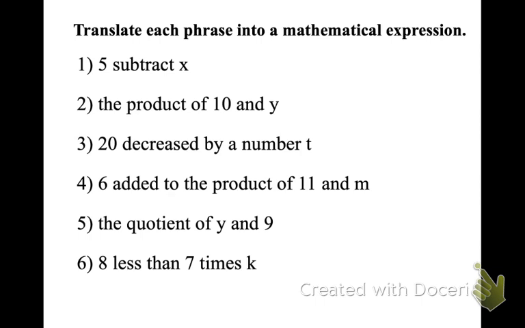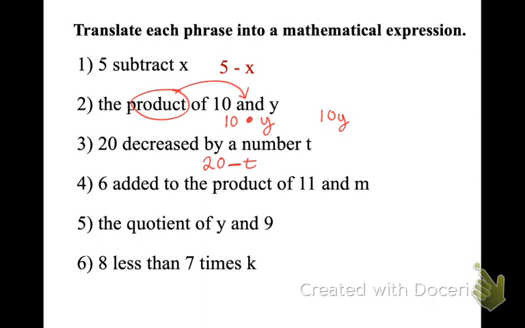All right, let's check your work. So the first one you should have come up with 5 subtract x. The product, it's an operation. I'm sending it to the "and." It means to multiply. I've got 10 and y, and we should be writing it like this. A number next to a variable means multiplication. We don't actually need to write that. 20 decreased by a number t. So we're starting with 20, subtracting t.